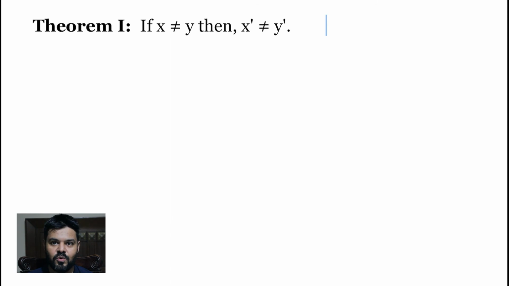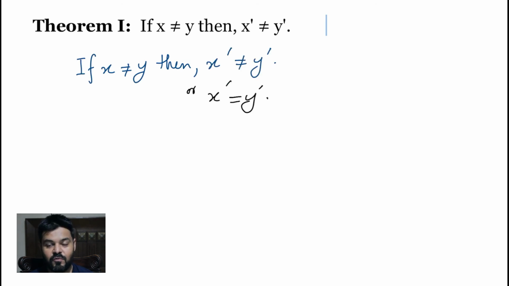So how can we prove theorem 1 using proof by contradiction? So if x is not equal to y, then the successors of these numbers can only be two possible things. They can either be equal to each other or they cannot be equal to each other. Now we will show that one of them is true, and the supposition which is contrary to this statement has to be false because it is absurd.